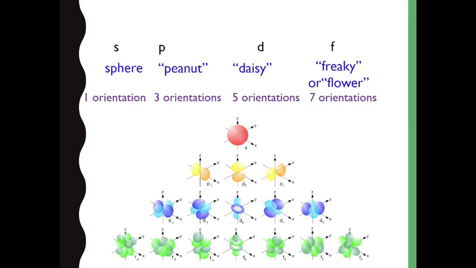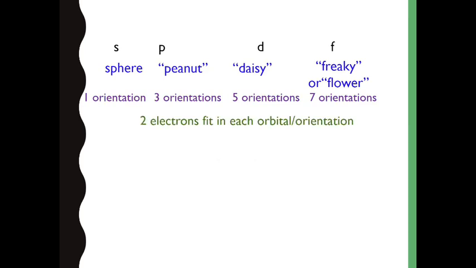Now, if we come back to that idea that there are 2 electrons that can fit in each of these orientations, that means that 2 total electrons will fit into sphere orbitals on each energy level. 3 orientations of p orbitals means that 6 total electrons can fit in their orbitals. D can fit a total of 10, and F can fit a total of 14. So I do need you to make sure you write down these different number of orientations and total electrons up underneath where you wrote down those shape names.